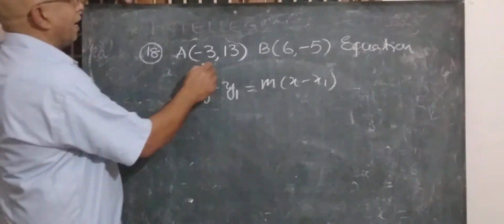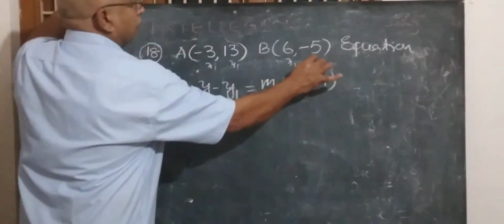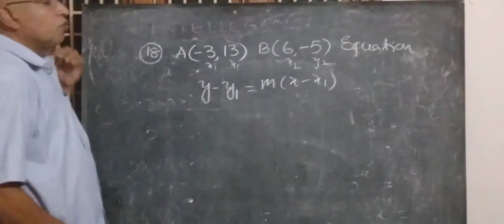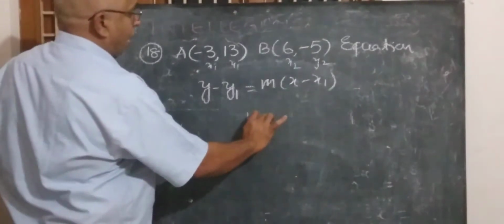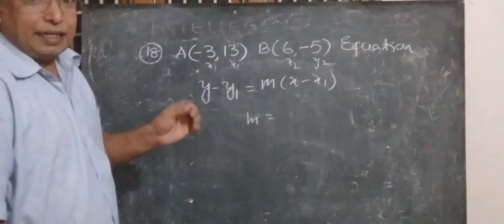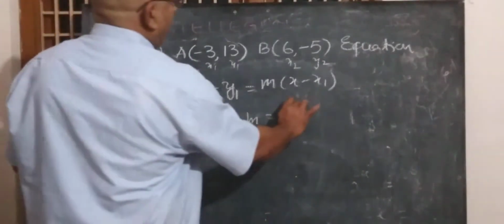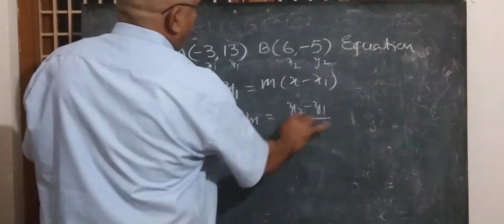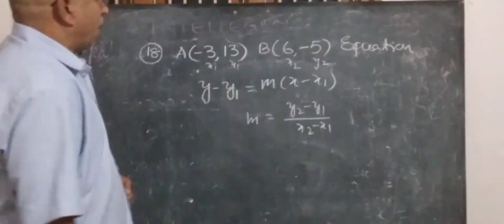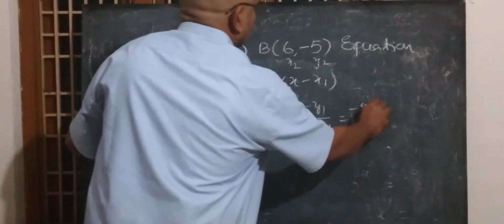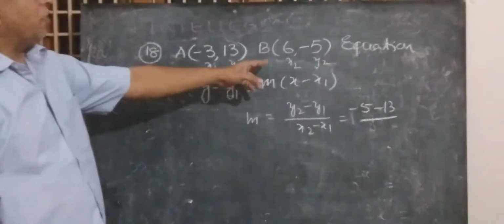The first point is A, x1, y1, and the second point is x2, y2. Before that, we have to find the value of m. What is the form of m? M is equal to the difference of the y coordinates over the difference of the x coordinates. So m is equal to y2 minus y1 by x2 minus x1. Here y2 value is minus 5, y1 value is 13, over x2 minus x1.